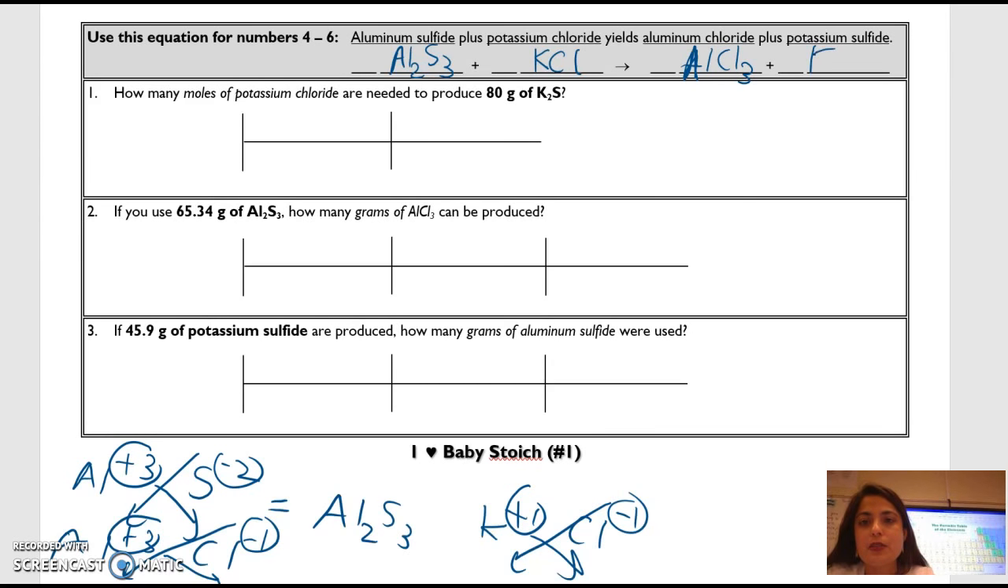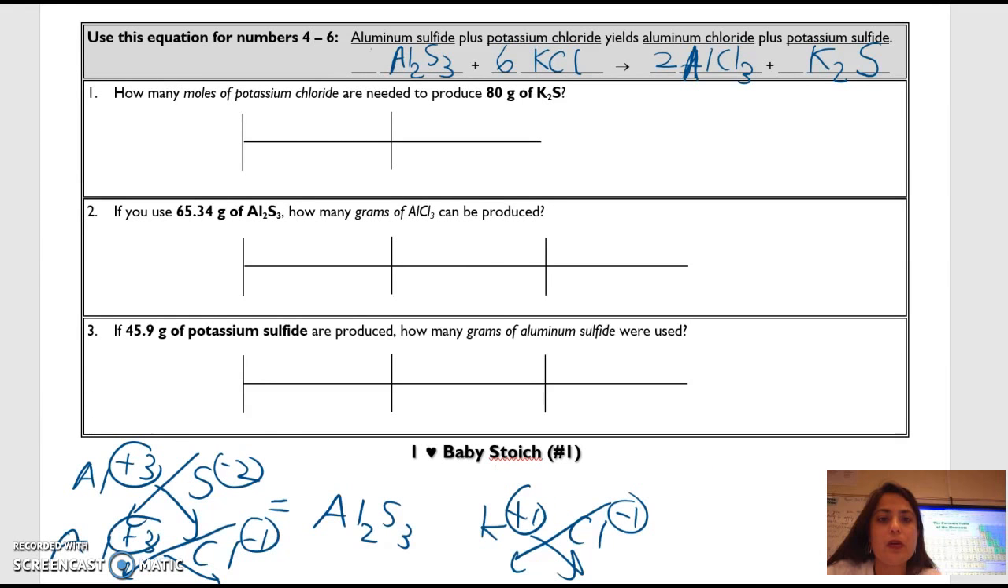So potassium has a charge of +1, sulfide has a charge of 2, and then we need to balance this. All right, so you're going to balance it. Look at how many aluminums we have, 2, and how many we have here, 1. So my suggestion is let's put a 2 here. That makes our chlorine 6. We have 1 here, so we're going to put 6 here.